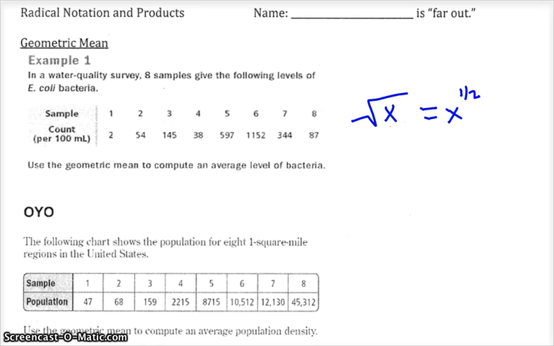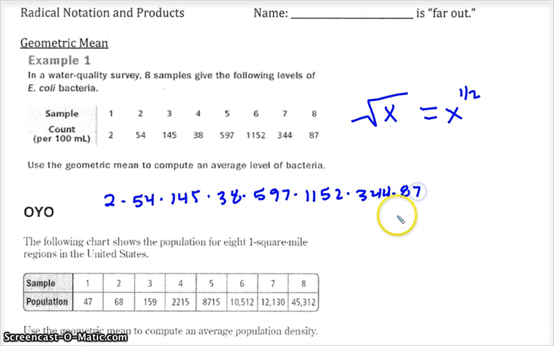So, for example, in question number 1, we can see that I've got 8 numbers in the set. I'm going to multiply them all together. So I've got 2 times 54 times 145 times 38 times 597 times 1152 times 344 times 87. Now, I'm simply going to take all of those to the 8th root, because that's the number of numbers in the set, and I get approximately 103. That was easy. Yeah, now you try.